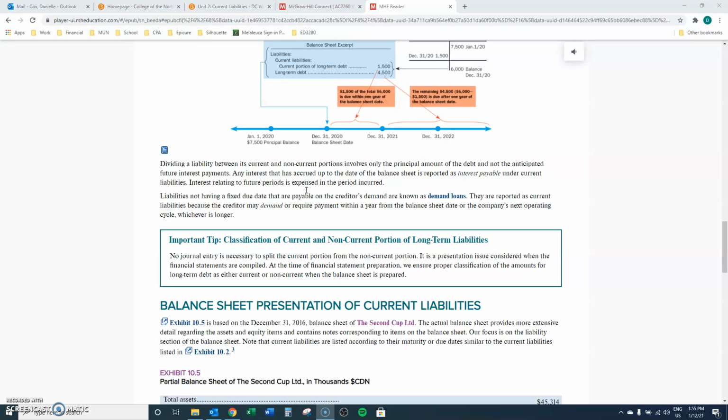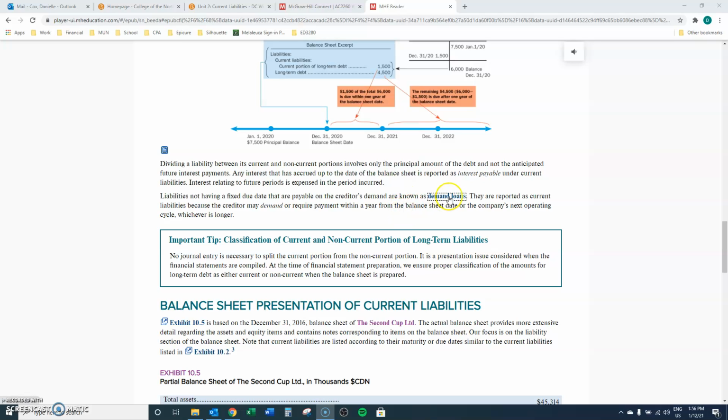Okay, something that's of relevance is right here. Dividing a liability between its current and non-current portions involves only the principal amount of the debt and not the anticipated future interest payments. Any interest that is accrued up to the date of the balance sheet is reported as interest payable under current liabilities. Interest relating to future periods is expensed in the period incurred. So when we report long-term debt and the current portion, it's not including the interest.